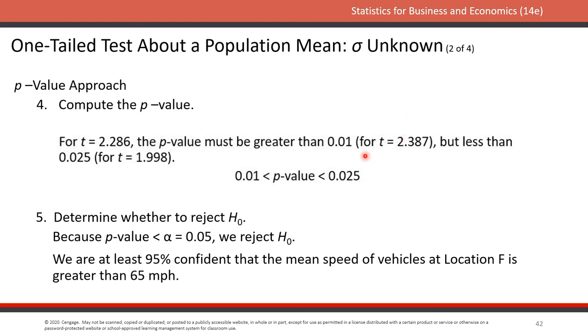So what I find is that this 2.286 is bigger than 1.998, which is the 0.025 value, but it's smaller than the 2.387, which is a 0.01 value. So the p-value is somewhere in between those, because my t-value is somewhere in between those. That's how we would come up with a range for the p-value using the t-table.